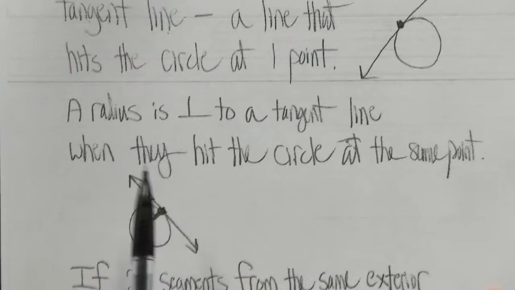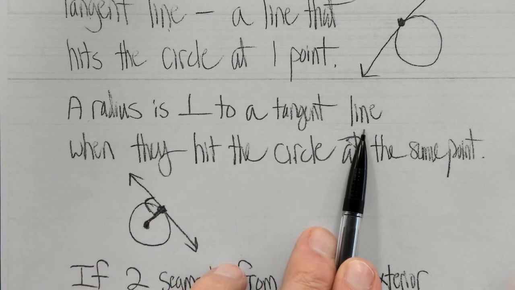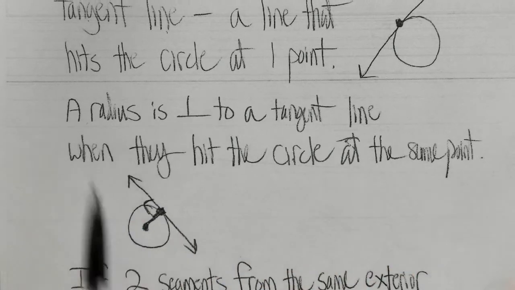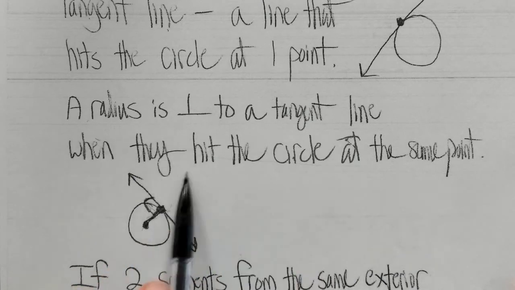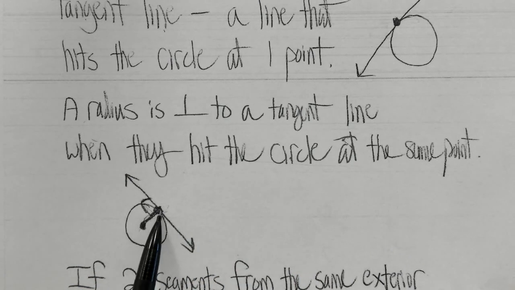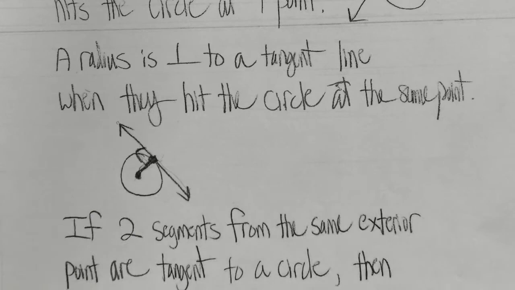Okay. Now here's a theorem. A radius is perpendicular to a tangent line when they hit the circle at the same point. So a radius is perpendicular, 90 degrees, to a tangent line when they hit the circle at the same point. So if a radius hits the circle at the same point that the tangent line does, the tangent and the radius are 90 degrees to one another.